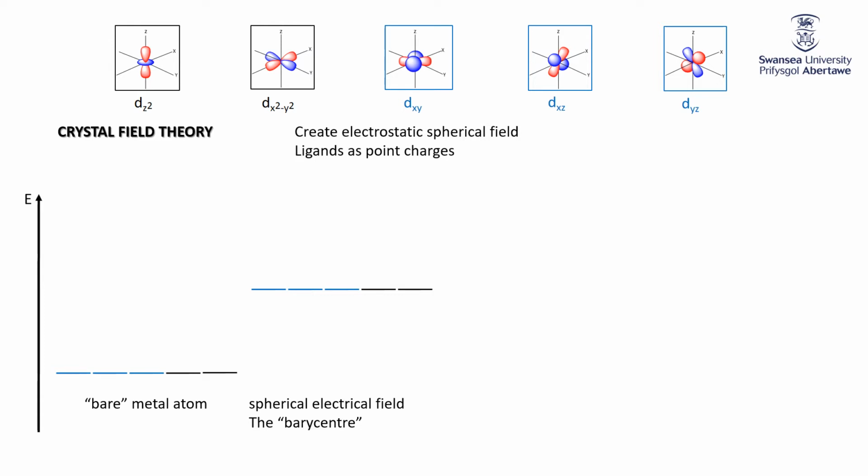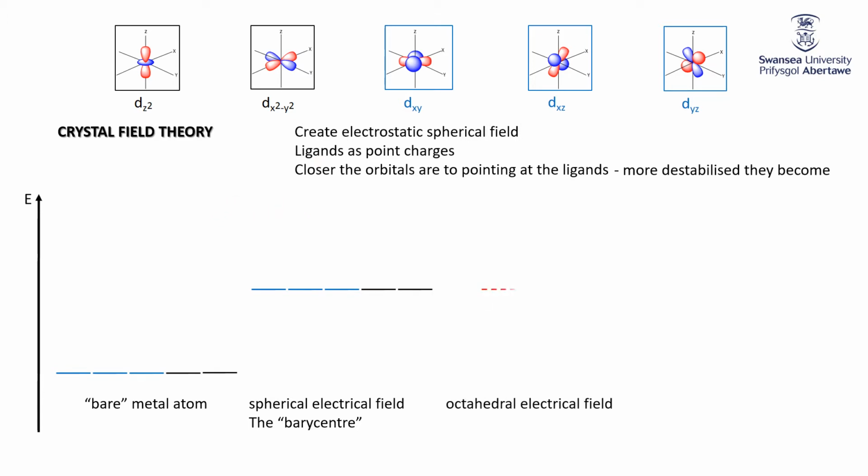Then we think of the ligands as being point charges. The ligands are electrostatic point charges, okay? And the closer the orbitals on the metal atom are to pointing at the ligands, the more destabilized those orbitals become because of that repulsion. So you've already destabilized the d orbitals en masse with this spherical electrical field, and now within that spherical electrical field, we put the ligands that are particular point charges.